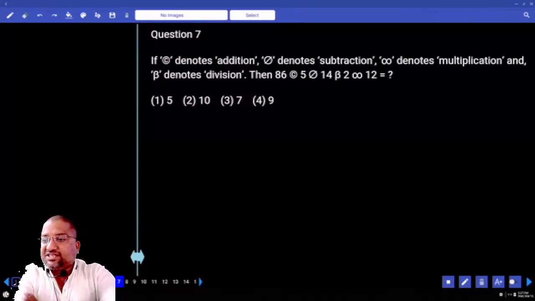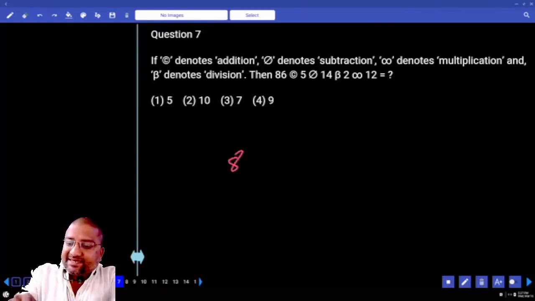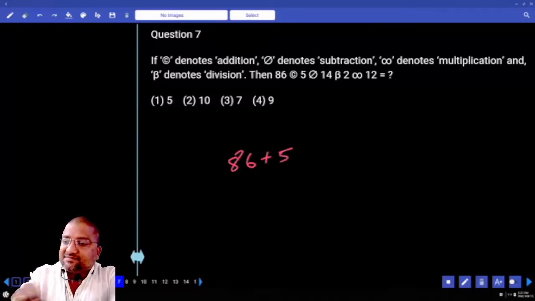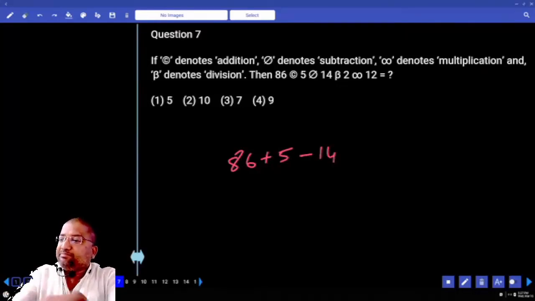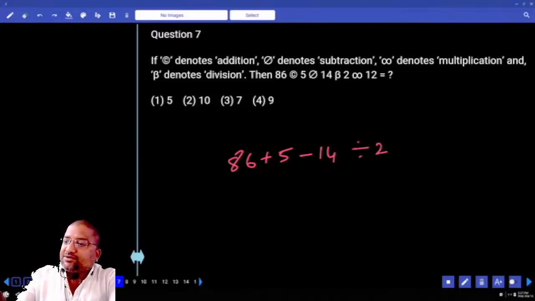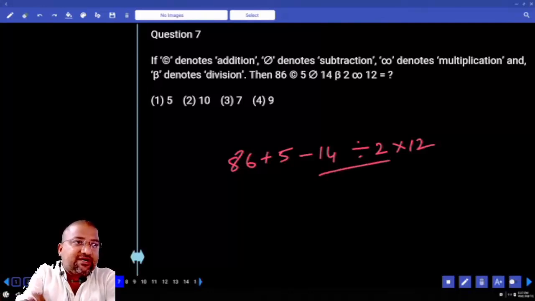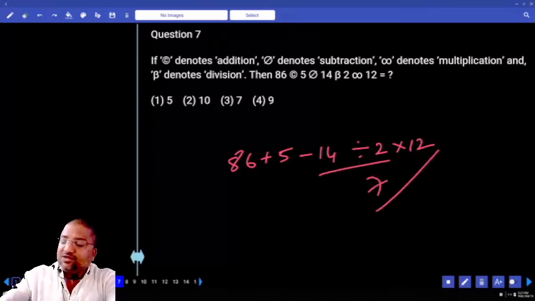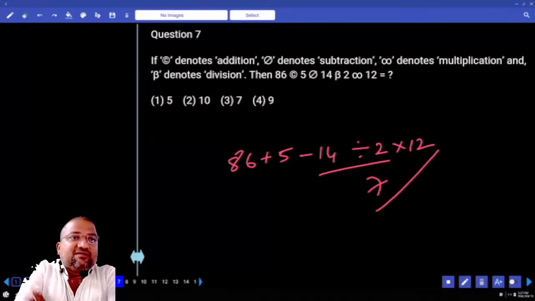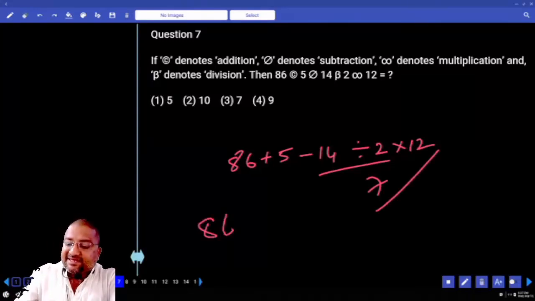Copyright denotes addition. So 86 plus 5. Similarly, the next symbol denotes minus, subtraction. 14, beta. Beta denotes division, divided by 2. Next one, into 12. Clear? What am I supposed to do first? Division. 14 divided by 2 is 7. 7 into 12. What is 7 into 12? 84.